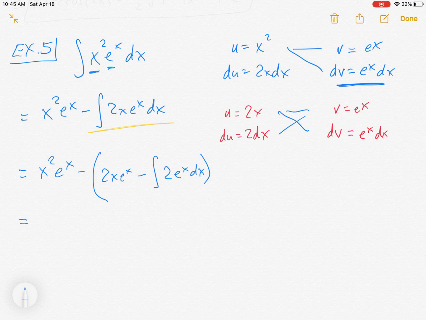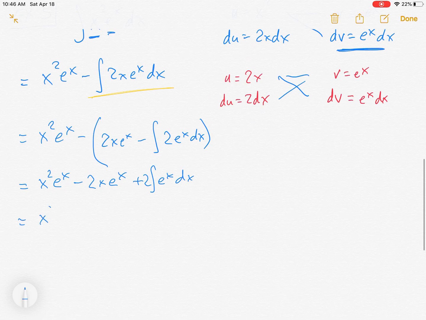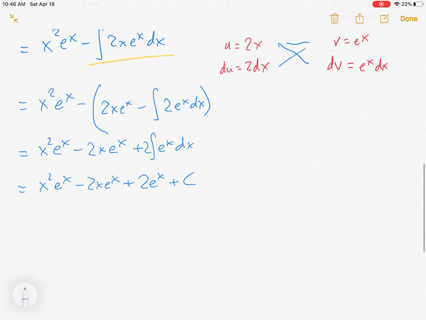And I think we can do this. Occasionally you're going to need to use integration by parts more than once. There are times you do it more than twice. We are probably not going to do many of those. So let's distribute this negative through, because this could really cause some errors. That becomes a plus. And I could even put the 2 out there if I want. Okay, and now this is very manageable. X squared e to the x minus 2x e to the x plus 2 e to the x plus c.